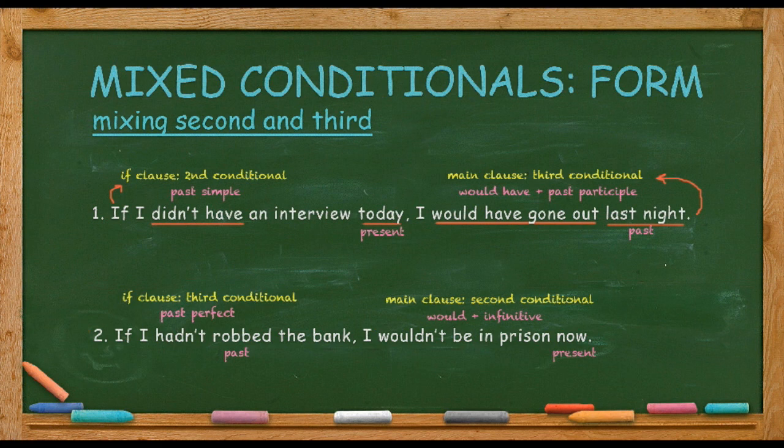And sentence 2. The if clause uses the third conditional and the past perfect with past time, if I hadn't robbed the bank. And the main clause uses a second conditional, would plus infinitive and present time. I wouldn't be in prison now.